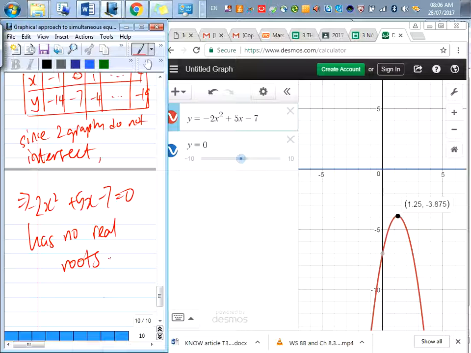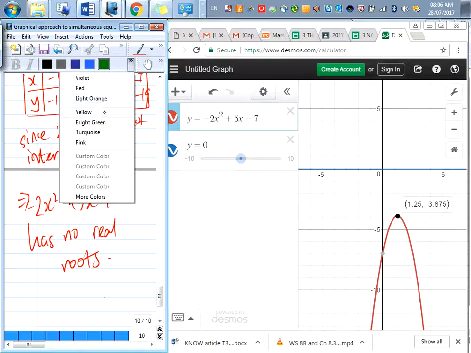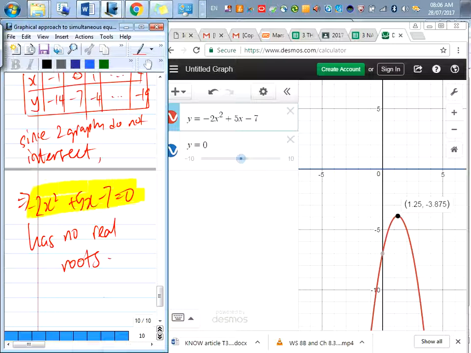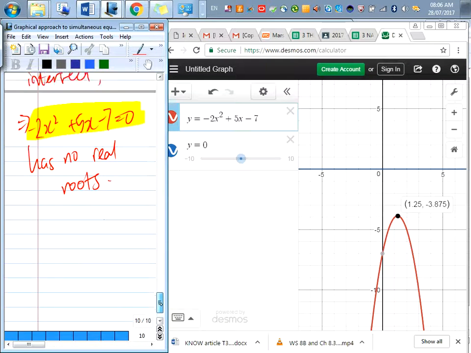Okay, now this phrase over here should sound familiar to you. No real roots. When did we see this phrase before? We saw it in our quadratic formula. Can we try solving this with our quadratic formula? Then we see whether both of them agree with each other. Write it down.